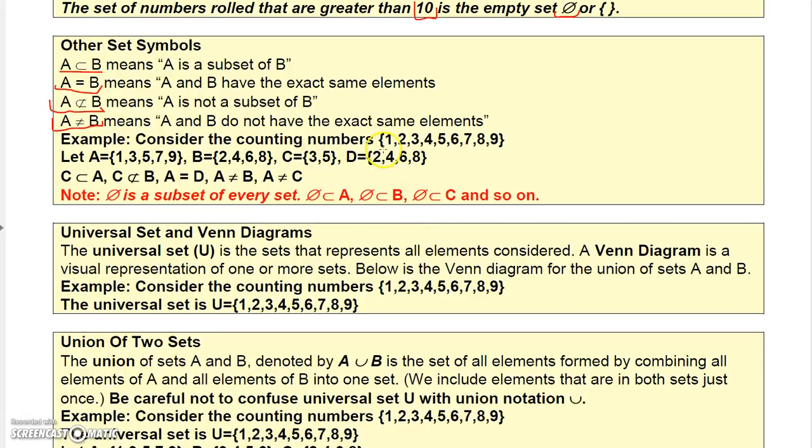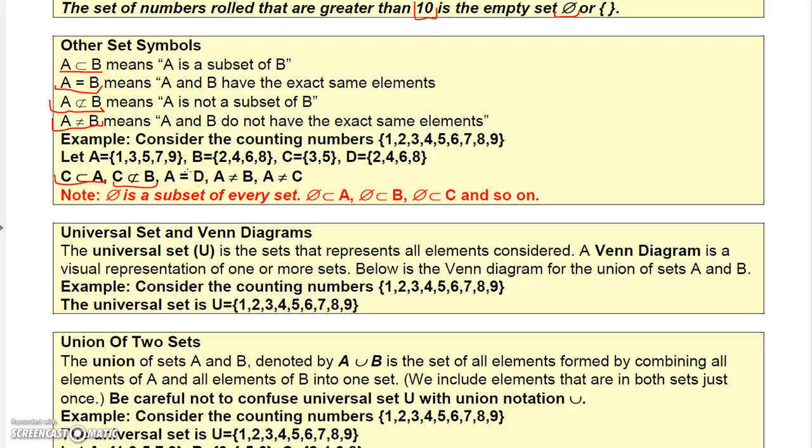So some examples here, go back to our counting numbers 1 through 9. So let's say A is the odd numbers 1, 3, 5, 7, 9. B are the even numbers 2, 4, 6, 8. C is the set with the two numbers 3 and 5, and D is the set 2, 4, 6, 8. So we could say that C is a subset of A because everything that's in C is also in A. We would say that C is not a subset of B because there are elements in C that are not in B.